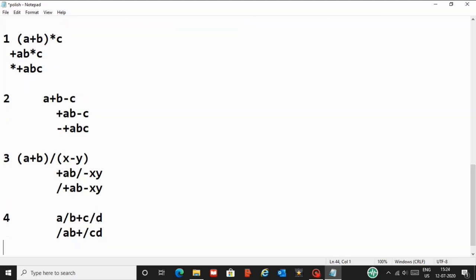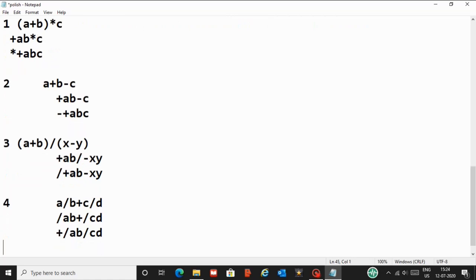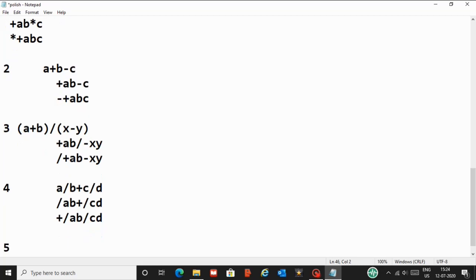Again, I am left with plus here, so it will be plus by AB and by CD, because by CD I have already done. I will not be redoing it again. This is the equivalent in prefix expression. Next, we'll solve another two to three so that you will know at last how we are doing it. Fine.